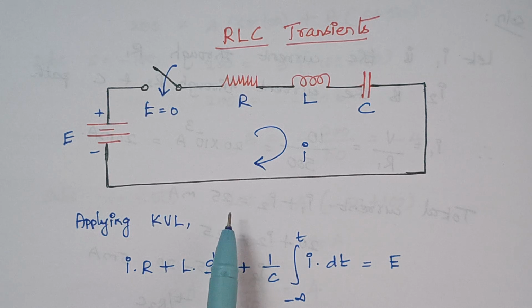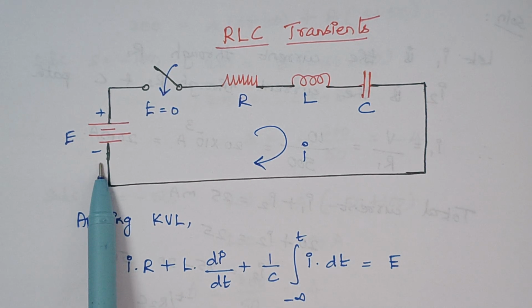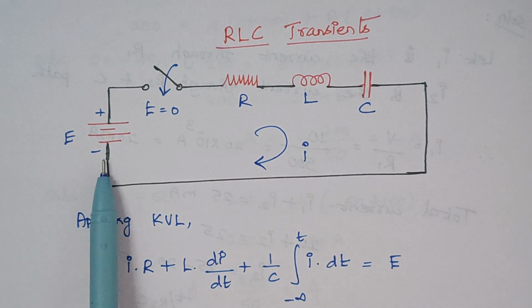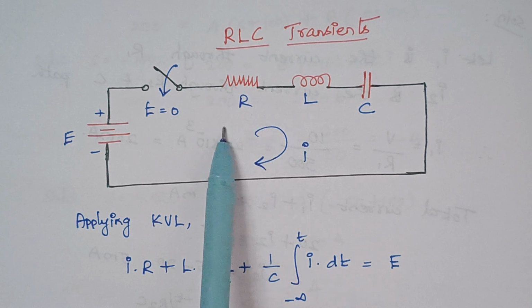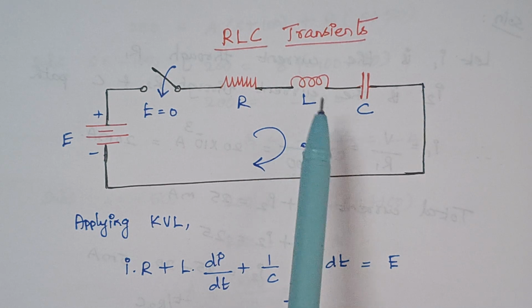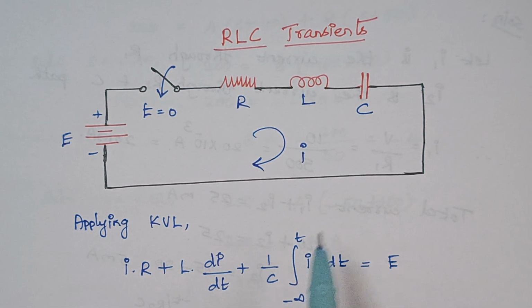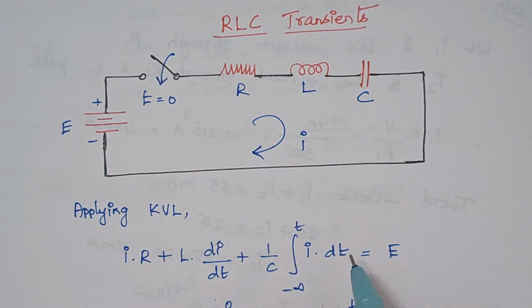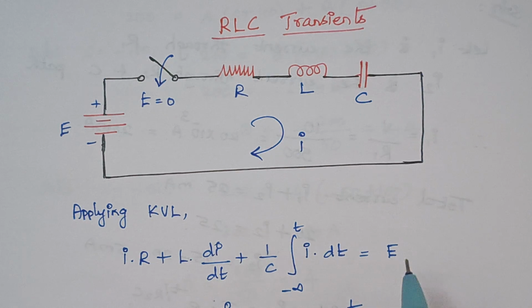Now the first step is we are going to apply KVL. KVL is nothing but sum of voltage drops is equal to sum of voltage rises. In this case the source voltages are always considered as voltage rise. So first we are listing out the voltage drops. The voltage drop across the resistor is given by I into R, and the voltage drop across the inductor is given by L into di by dt. Similarly, the voltage across the capacitor is given by 1 by C integral from minus infinity to t of I dt, which is equal to the source voltage E.